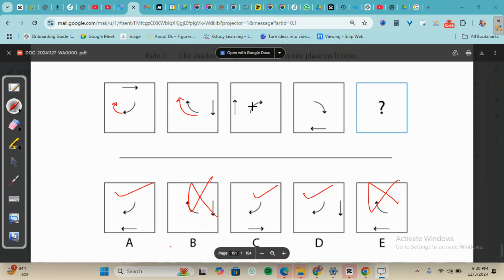Okay, then I have this shape. If I rotate this one again in a clockwise direction, like 90 degrees, it will look like this. If I shift this one by 90 degrees, it will face downward. If I shift it another 90 degrees, it will bend like this. And that's why we have options C, A, and D.